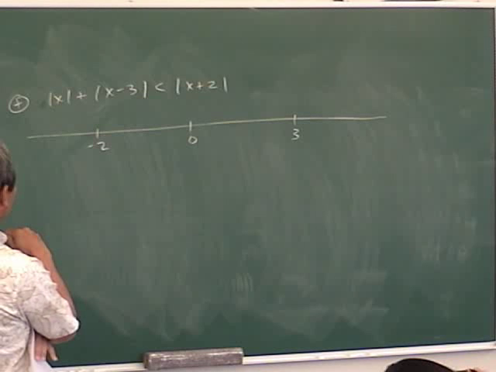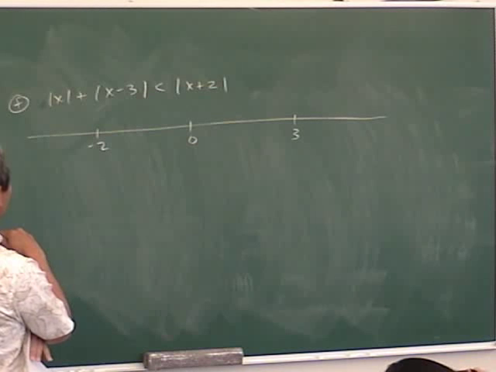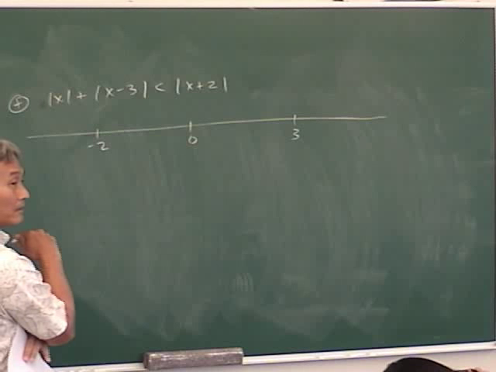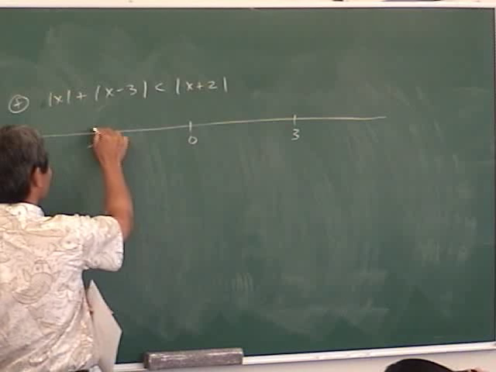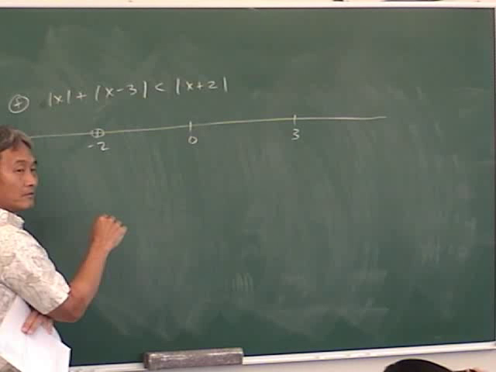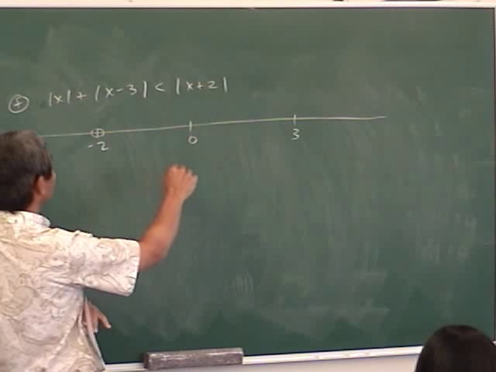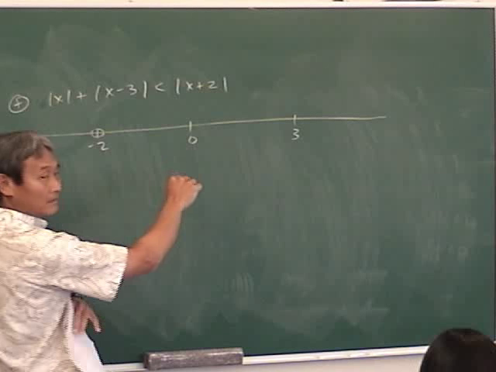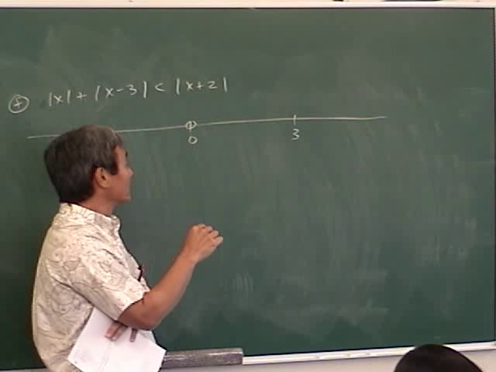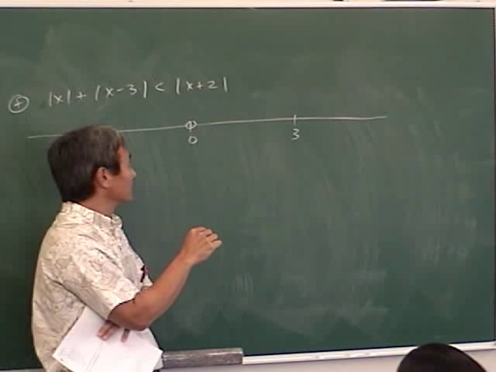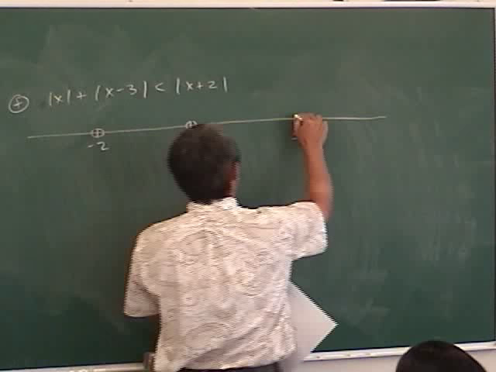Negative 2. Part of the solution or not? Open circle or closed circle? Open circle. What about 0? 3 is less than 2, so that's false. And then what about 3? Yes. Okay.